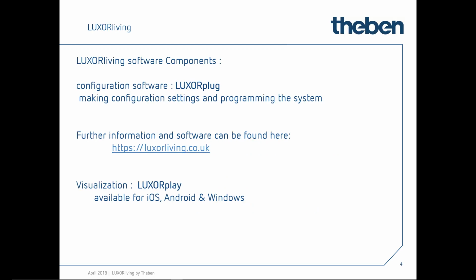For the initial part, we need to have the software available. As I have already mentioned in the first tutorial, we have our own web page for LUXORliving. The English web page you can find under https://luxorliving.co.uk. There you can download the LUXORplug software, which is the software for the configuration and the programming of the system.